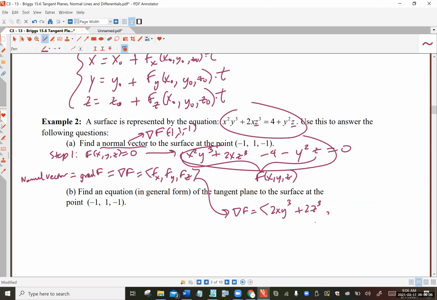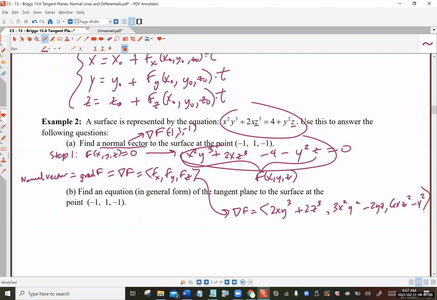Now let's take the partial with respect to y. I get 3x squared y squared for the first term. And then the second term goes to 0. And then the last term minus 2yz. Okay, there's the partial with respect to y. And then finally, the partial with respect to z, I get, the first term goes to 0. Second term, I get 6xz squared minus y squared. Okay, there is the gradient.